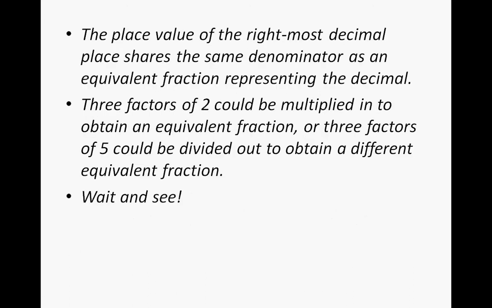So here are the answers to those questions. Place value to the rightmost decimal shares the same denominator as an equivalent fraction representing the decimal. If you had 3 factors of 2, they could be multiplied in to obtain an equivalent fraction, or 3 factors of 5 could be divided out to obtain a different equivalent fraction. And for the last ponderance, we will wait and see, because that will be our next lesson.